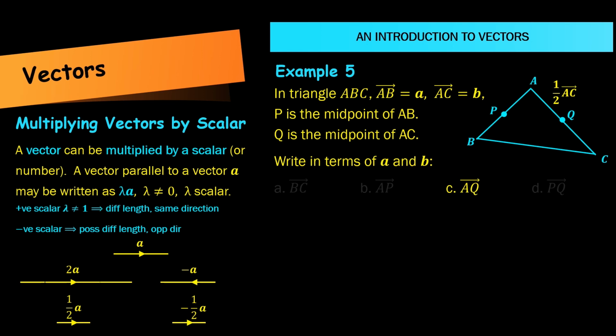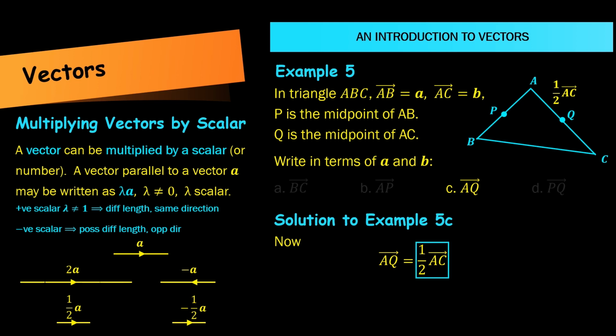Now let's have a go at example 5c. We are required to find the vector AQ. So let's solve this. AQ equals a half AC. And since AC equals b, we have that half AC equals half b.